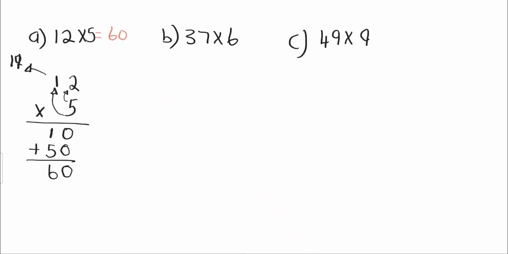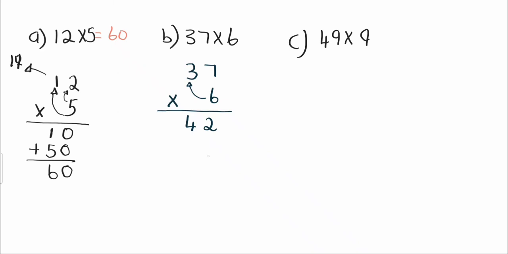Let's move on to the second one. 37 multiplied by 6. We're first going to rewrite our numbers according to place value. Underline quickly. What are we multiplying first? That's correct. We're first going to start by multiplying 6 multiplied by 7, and that should give us 42. And then we're going to say 6 multiplied by 30.